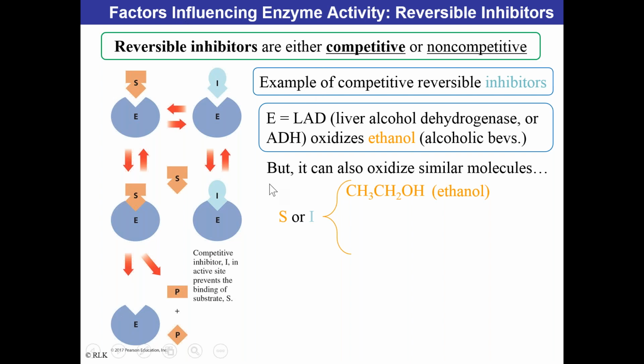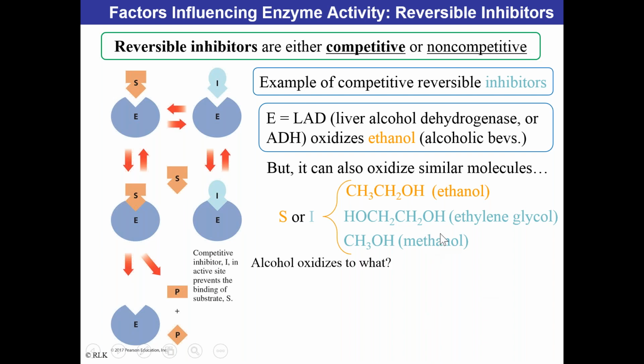Here's an example. Your liver produces an alcohol dehydrogenase, an ADH. It also has an aldehyde dehydrogenase enzyme, which can also oxidize ethanol. This enzyme responds to ethanol. But guess what? Ethylene glycol or methanol can also pull a seat up at that enzymatic table, and these would be considered inhibitors. I put them in blue for inhibitors. Orange is what you want.